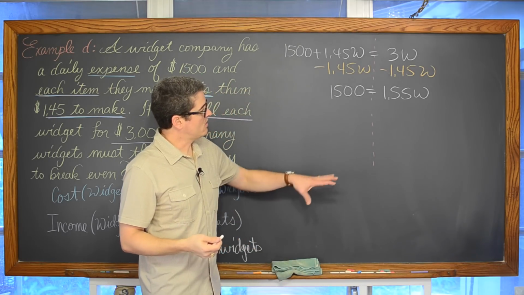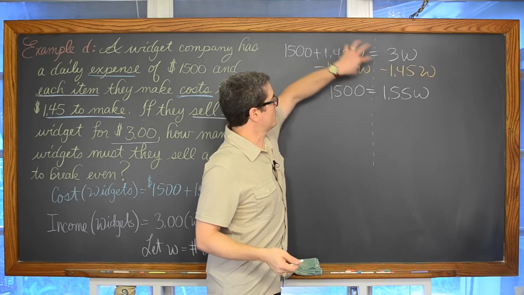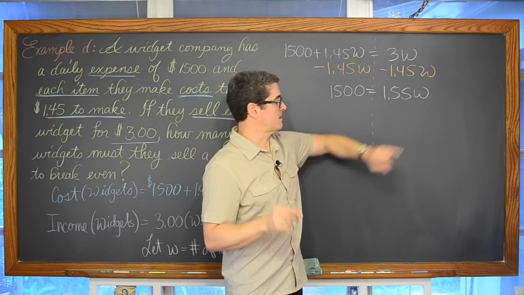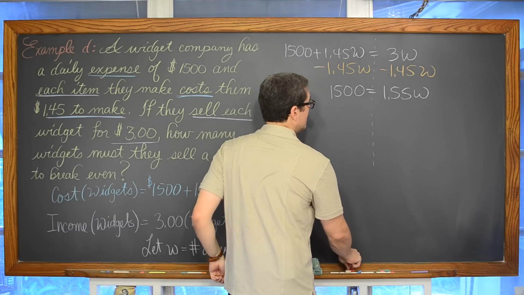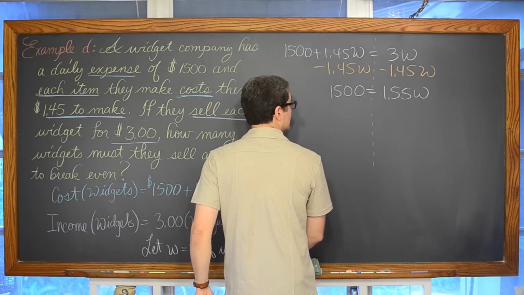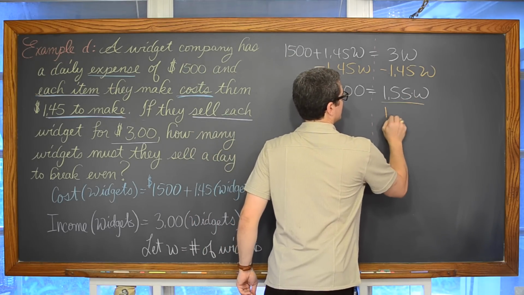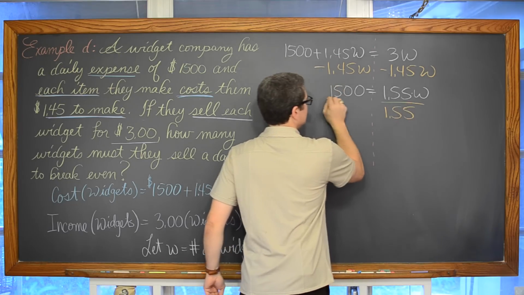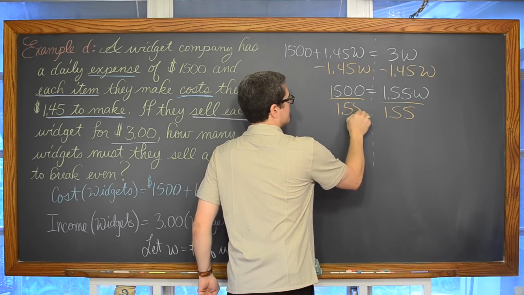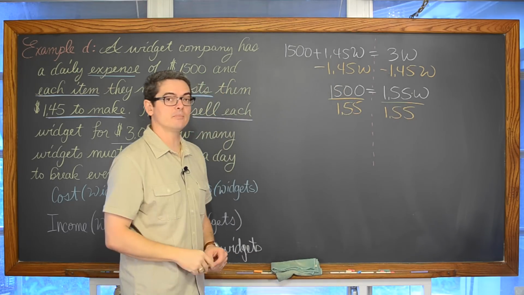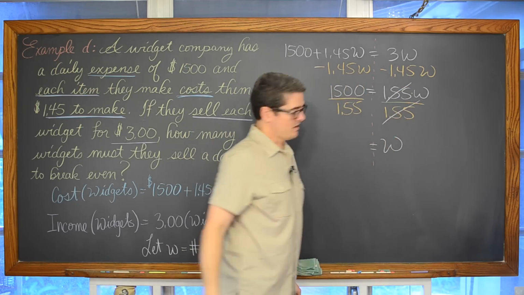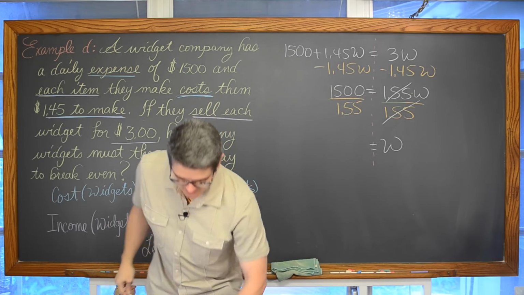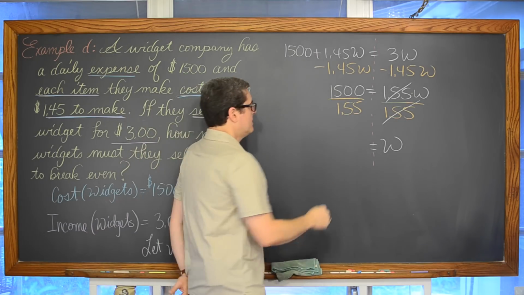Now that we got that subtraction done and we've moved our variable to the right-hand side of the equation, we need to move everything else to the left. Well, we're only one step away. With our W, we have a multiplication of 1.55. So we're going to divide 1.55 from both sides of the equation, and W is going to be equal to 1,500 divided by 1.55.